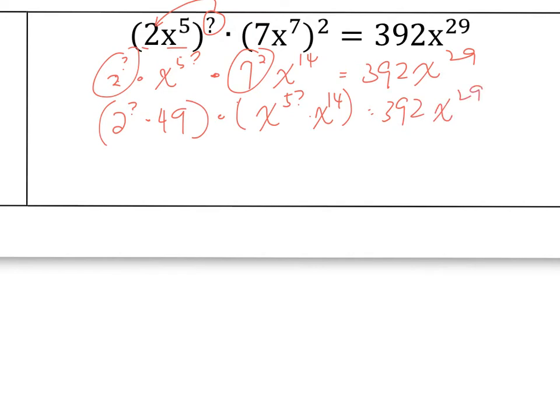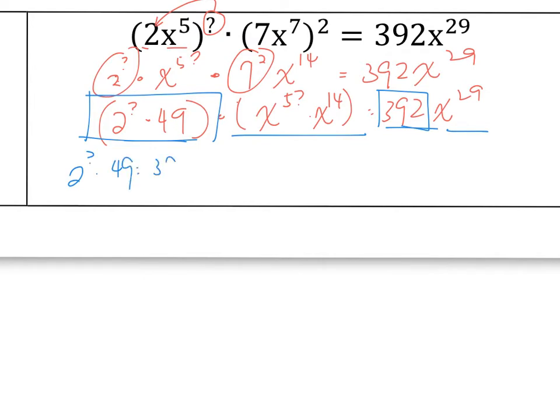Okay, so again I have two pairs. I can either set this part equal to 392 or this part to x to the 29th power. We're going to do both. So 2 to the question mark, 392 divided by 49 is 8. And it will take 3 factors of 2 to form 8. So question mark equals 3.